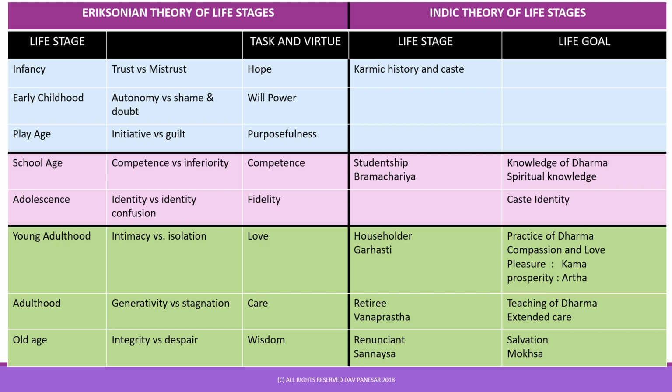You will notice that on the right hand side in the Indic theory of life stages, the life stage begins with karmic history and caste, because the Indic system was built on castes. And therefore you became a brahmacharya, which was a student, you then became a householder, you then became a teacher, and then finally a renunciate or a sannyasi. And the life goals, which seem to be fairly well defined in this model, is knowledge of dharma, how to live a right life, how to live an ethical life, spiritual knowledge.